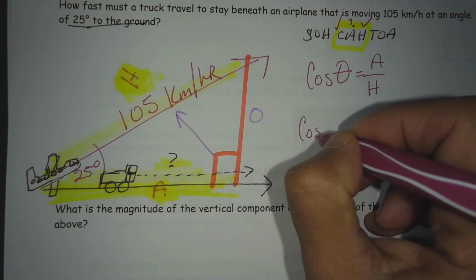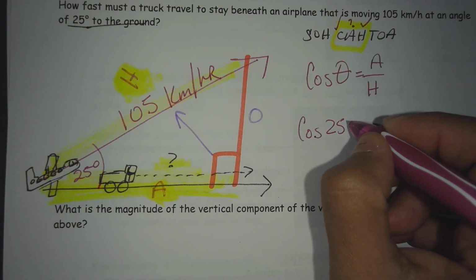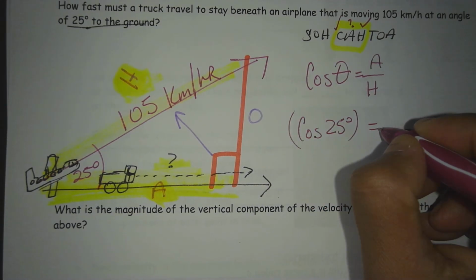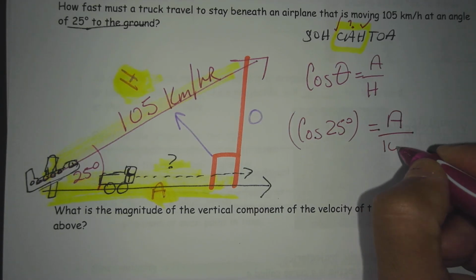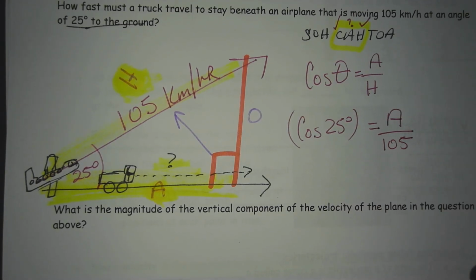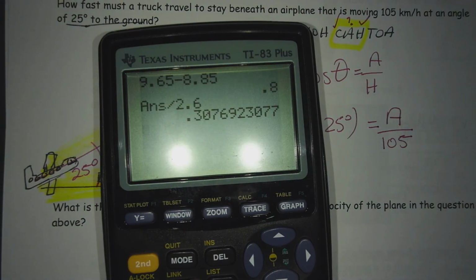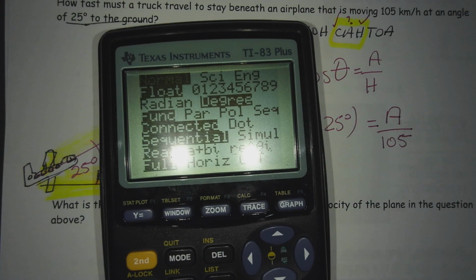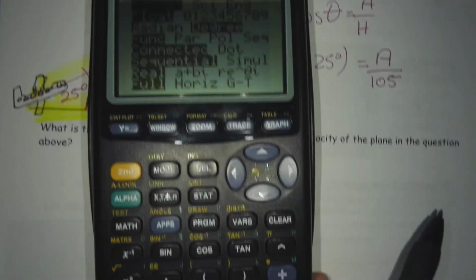So the cosine, wait a minute, are you in degrees? Go check. Cosine of 25 degrees equals the adjacent, which I do not know, over the hypotenuse, which is 105. How do we know if we're in degrees? We go back to mode up here, click on mode. And since it's darkened for degrees, that is correct. Click clear.